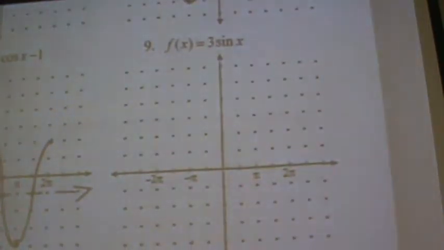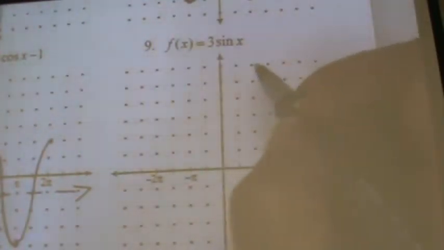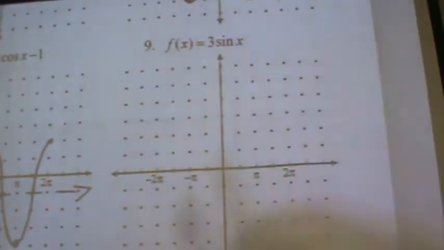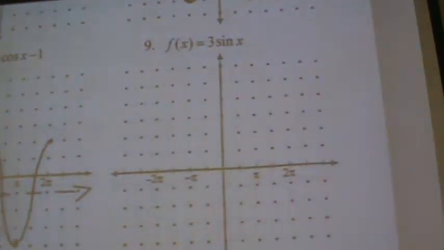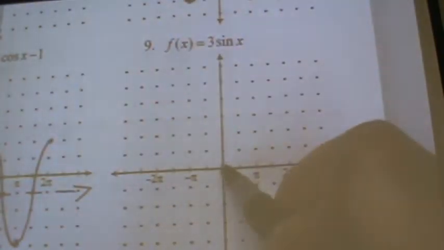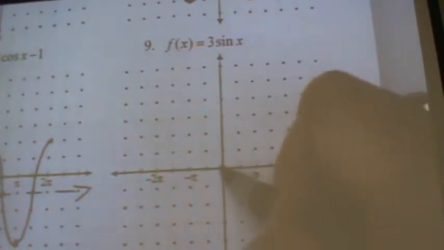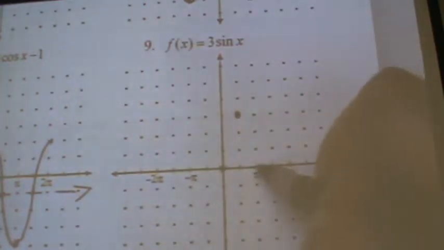How about number 9? Where is the new x-axis? Where's the x-axis? It's the original x-axis. So where do you go from there? You just start here and do an amplitude of 3.